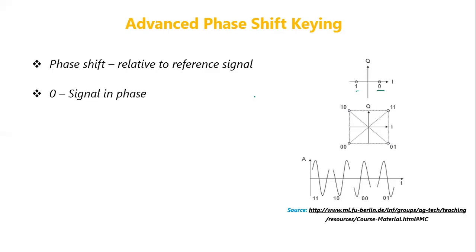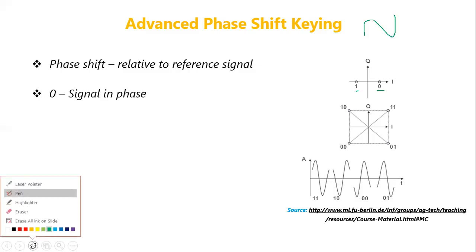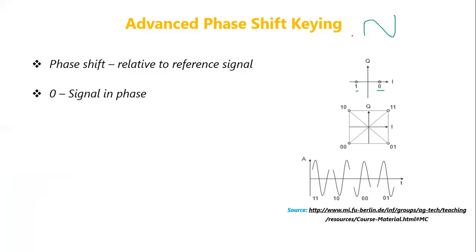So if the signal that you want to transmit is in phase with the reference signal, that is, if it is the same as the reference signal, it is called in phase. Say this is the reference signal, and the signal that you want to transmit is something like this. That is also in phase: it occurs at the same time with the same amplitude, so that signal is called in phase, and it is represented with a zero.